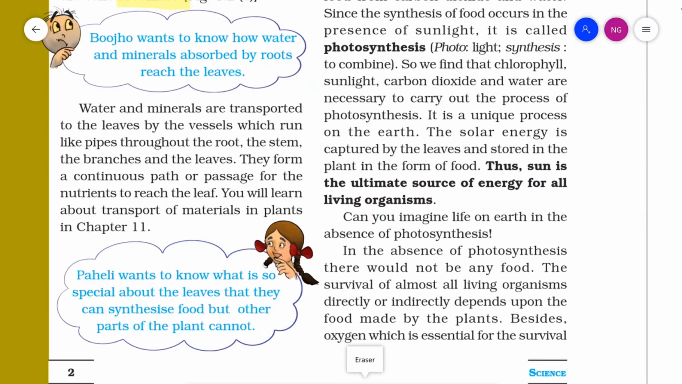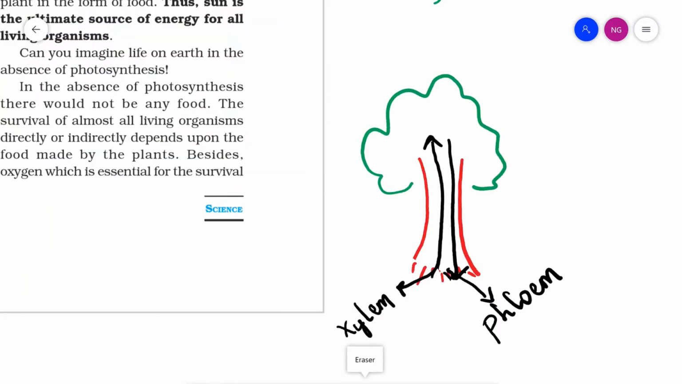Okay. So now we will try to understand in detail how water and minerals are transported to the leaves. Roots in the soil will absorb water and minerals, right? These water and minerals will be transported to the leaves by pipe-like structures. Okay, these pipe-like structures are called vessels. They are present in almost all the parts of the plants. They are present in roots, stem, branches as well as in the leaves.